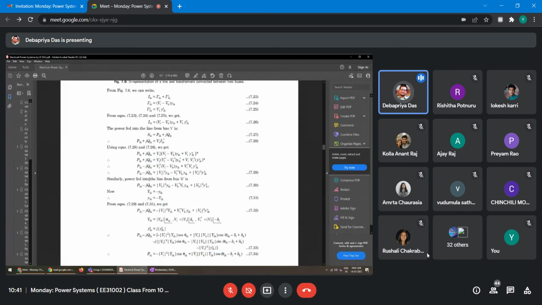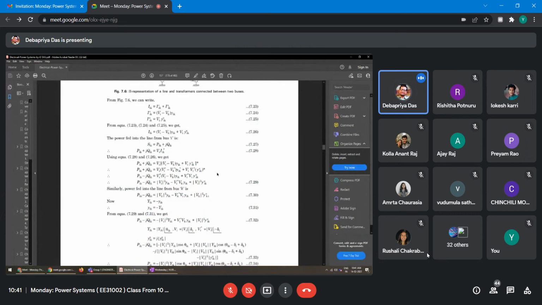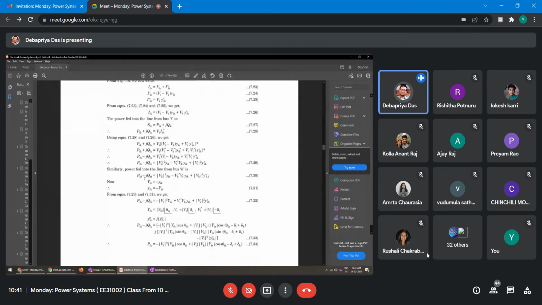Right? Therefore, Pik minus Jqik, you will get this one. Similarly, for this bus also, follow the same philosophy that is directly written here. If you do so, then you will get Pki minus Jqki is equal to this much. Now capital Yik is equal to minus yik, as we discussed earlier for the charging admittance, and therefore small yik is equal to minus of capital Yik.